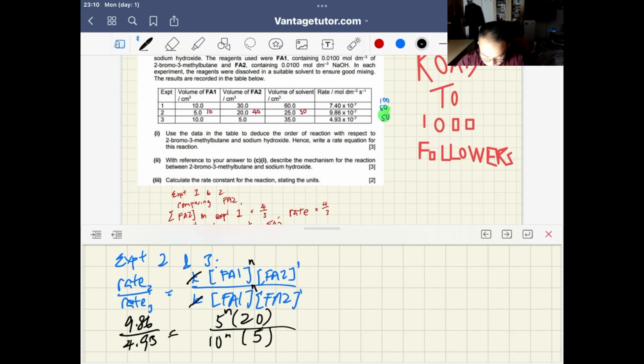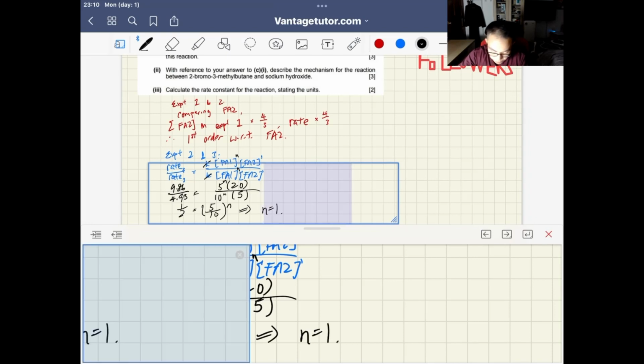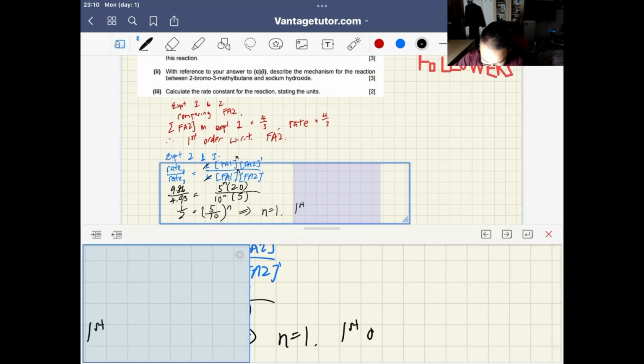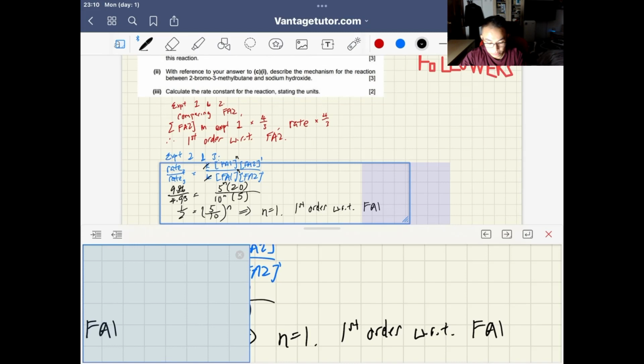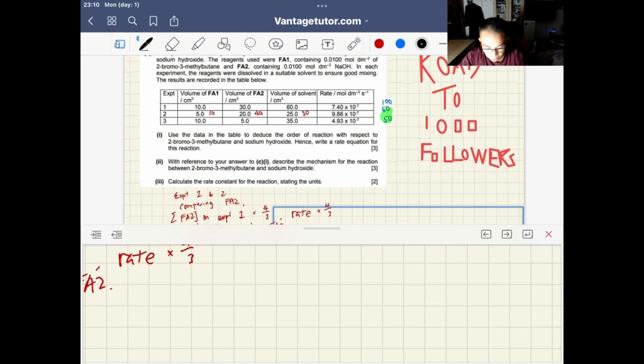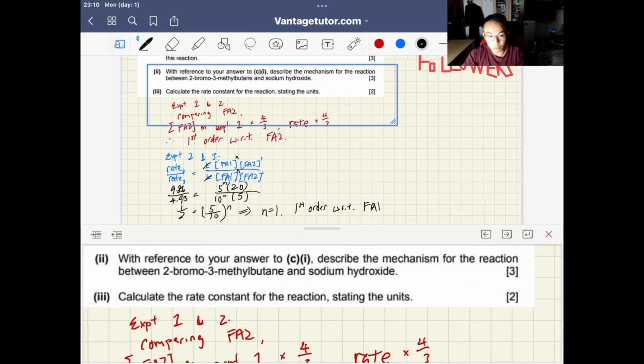This is half. So I continue to move down. This is basically half equals 5 over 10 to the power N. So therefore N equals 1. And now I can conclude that it is first order with respect to FA1, whatever the molecule is. If I'm not wrong, FA2 is your NaOH, FA1 is your organic compound, so you're expecting an SN2 reaction, which is your part 2 answer.